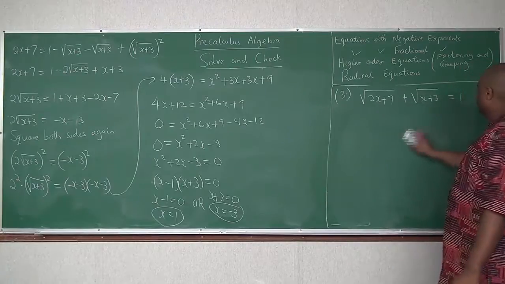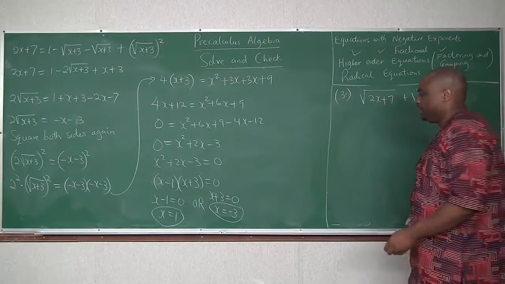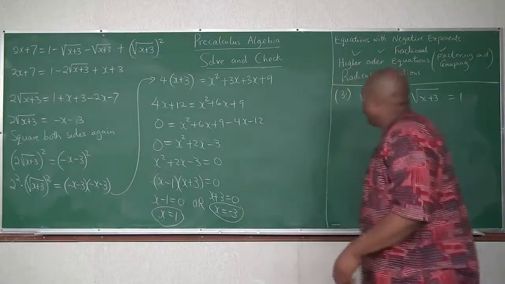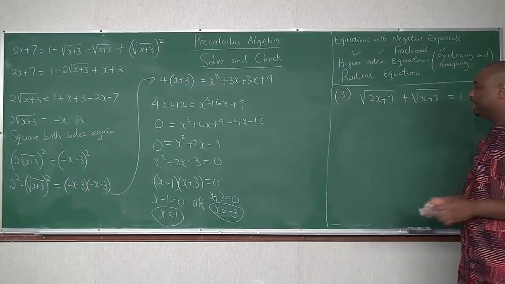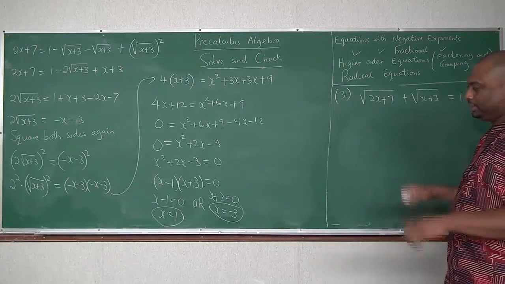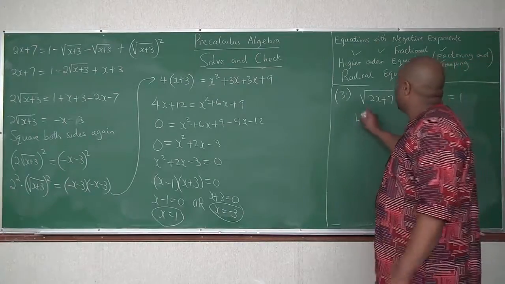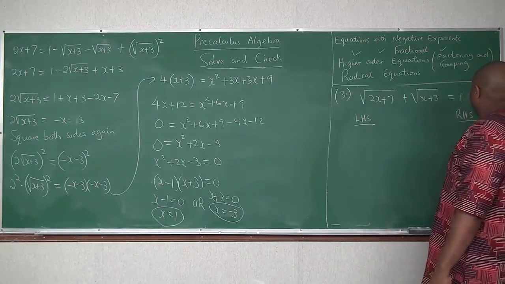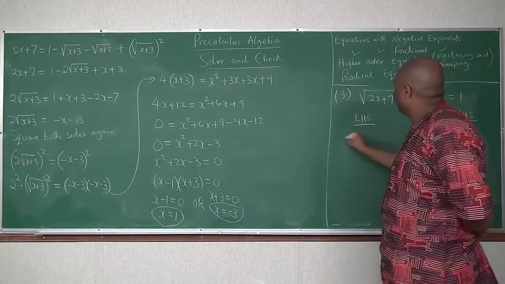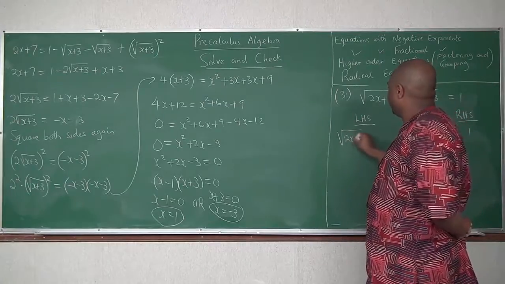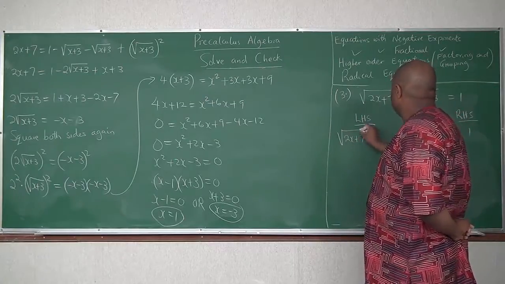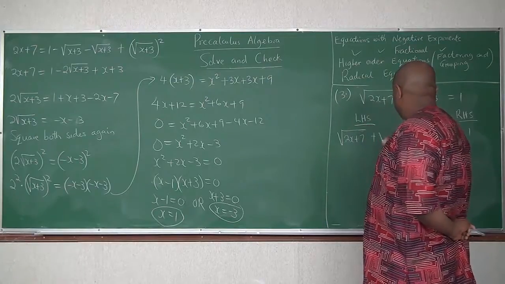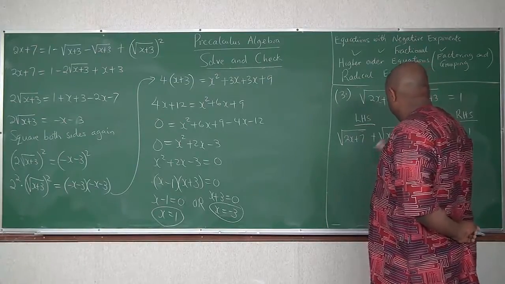As usual, we'll check with the main equation. We have to check with both of them. We may have an extraneous root. So this is our left-hand side, and this is our right-hand side here. Right-hand side is 1. Left-hand side, square root of 2x plus 7 plus square root of x plus 3.